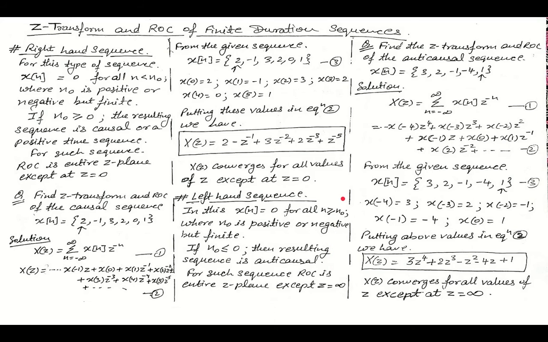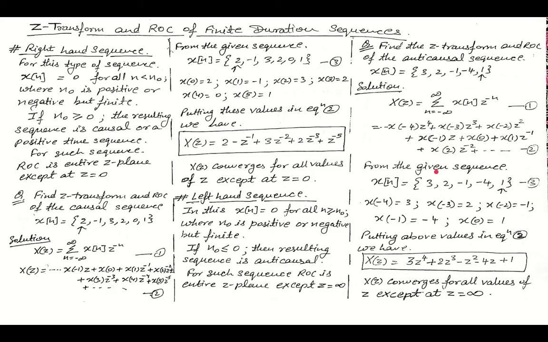Now to understand this again, we will have this question: find the z transform and ROC of the anti-causal sequence x[n] is equal to 3, 2, minus 1, minus 4, 1. Now the solution of this question is given as X(z) is equal to sigma n is equal to minus infinity to plus infinity x[n] z to the power minus n. This is basically the definition of your z transform. Now if I expand it, I can get it in this form.